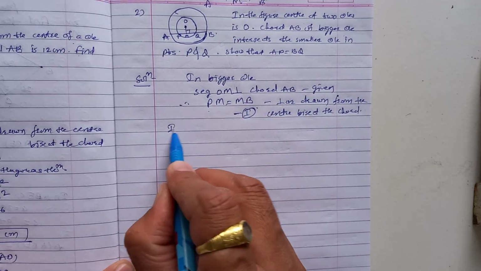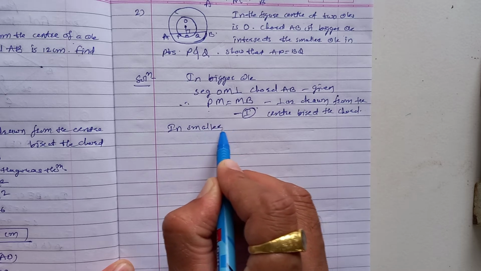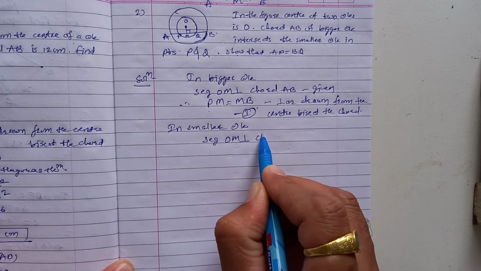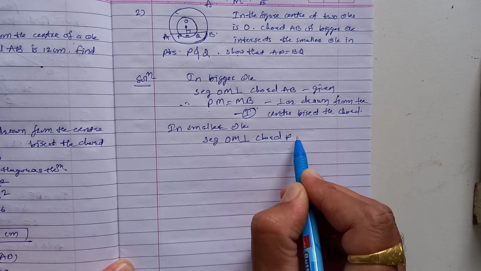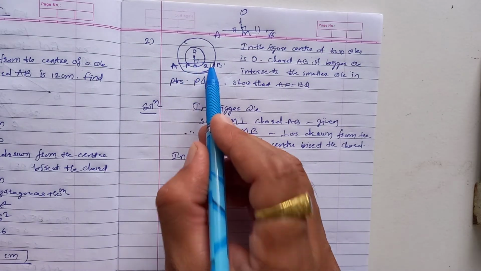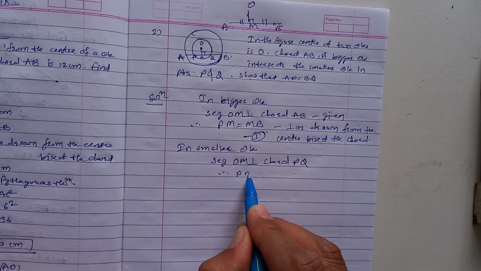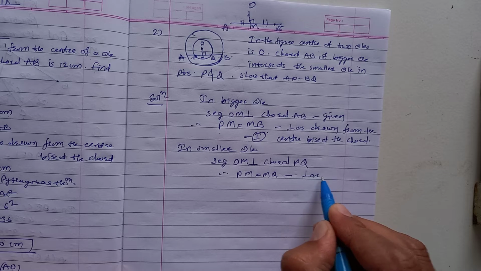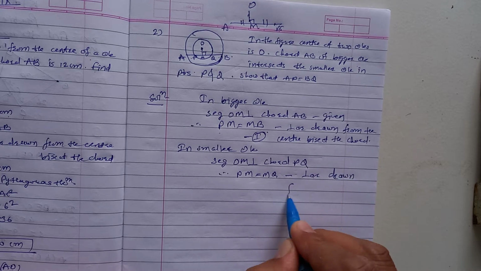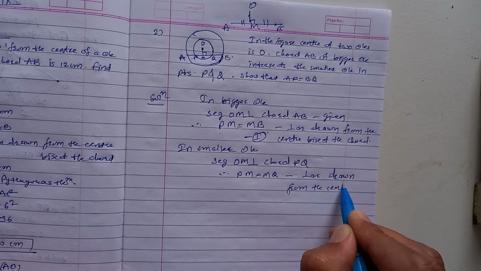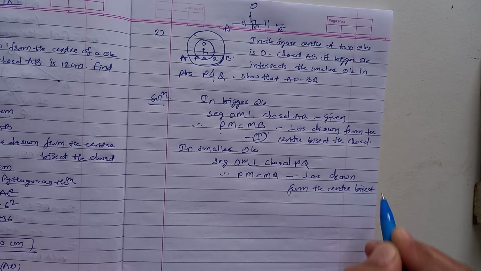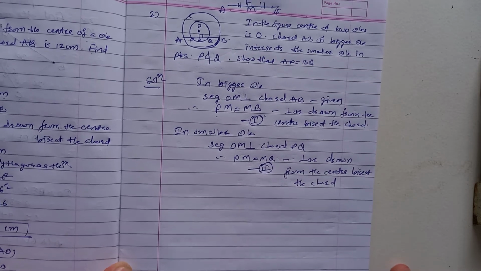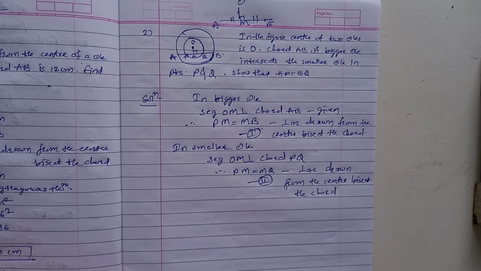Similarly, now in smaller circle. Very simple proof. Smaller circle. What is segment? OM is perpendicular to the chord PQ. See, OM is perpendicular to PQ. So can we say here PM is equal to MQ? Yes, here also the same reason. Perpendicular drawn from the center bisect the chord. This is equation second. Okay, so this is equation second.